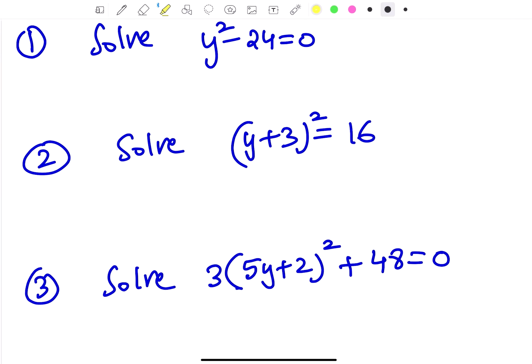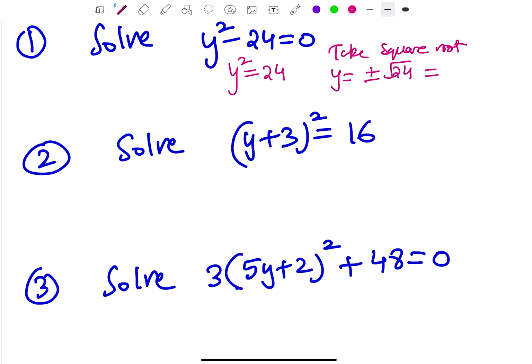The first example, y squared minus 24 equal to 0. So our goal will be to first isolate the quantity squared. Once the quantity squared is isolated, we can go ahead and take the square root on both sides. So we're going to isolate the quantity squared, which will be y squared equals 24. Now we're going to take the square root on both sides. When we take the square root on the left hand side, the square root of y squared would be just equal to y, and the square root of 24 is on the right hand side.